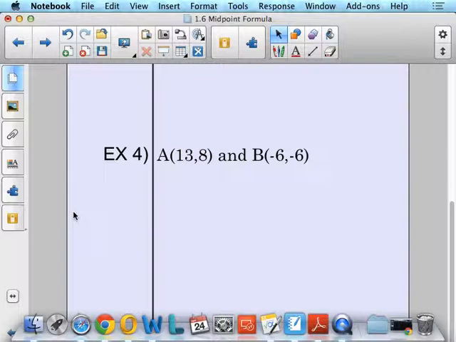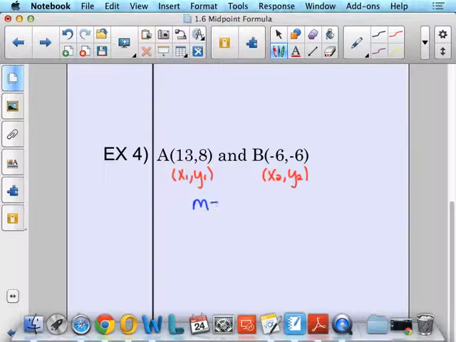Okay, last example like this. The first endpoint is (13, 8). The second one is (-6, -6). So I labeled my x1, y1, x2, y2. So we're going to have (13 + -6) divided by 2, and then (8 + -6) divided by 2.